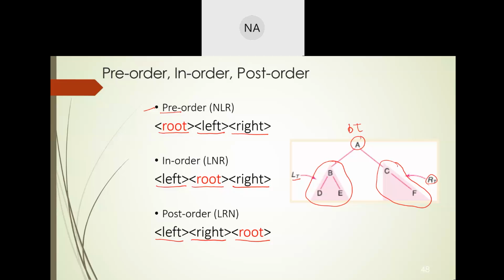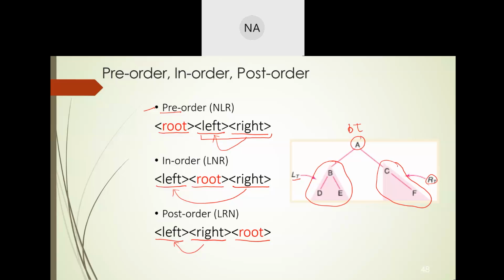Okay, you can also notice one more thing: the order of visiting the left and right subtree is the same in all the three traversal algorithms. In pre-order, left is processed first, then right. In in-order, left is processed first, then the right. And in post-order, left is processed first before the right subtree. So the order of left and right subtree is the same in all the three.